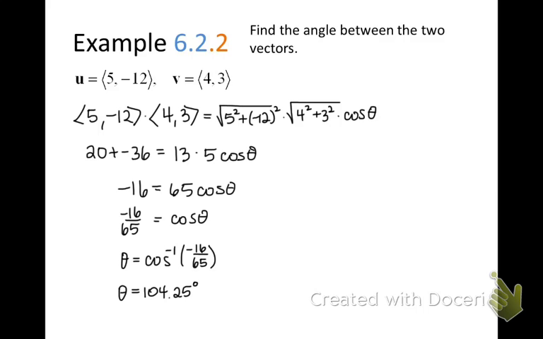You can use this same formula if instead I gave you what theta was and then I gave you the magnitudes of u and v, then you could figure out what the dot product is as well that way. So there's a number of different things I can give you with that formula and ask you questions on how to use it, right? This is just one of them.